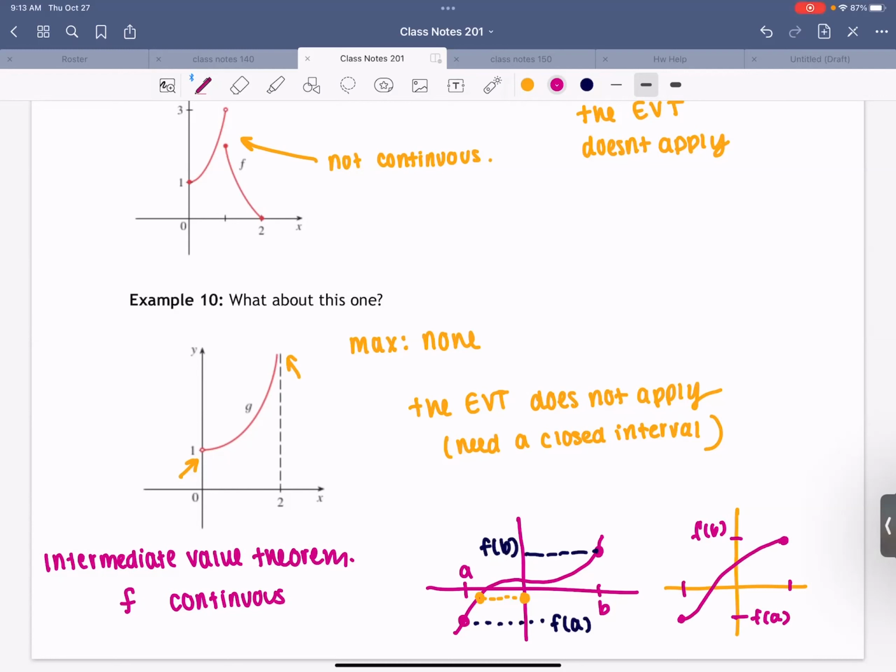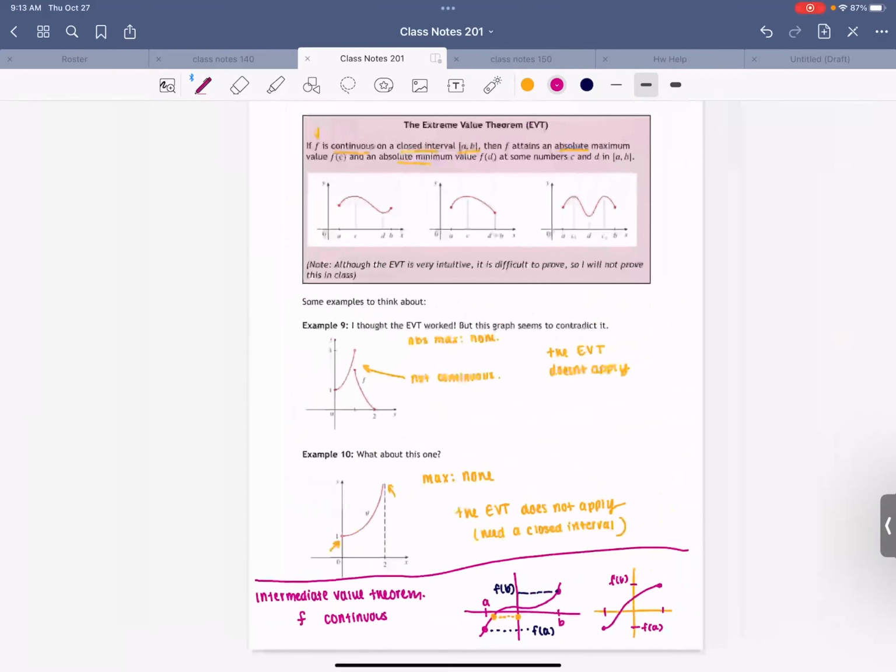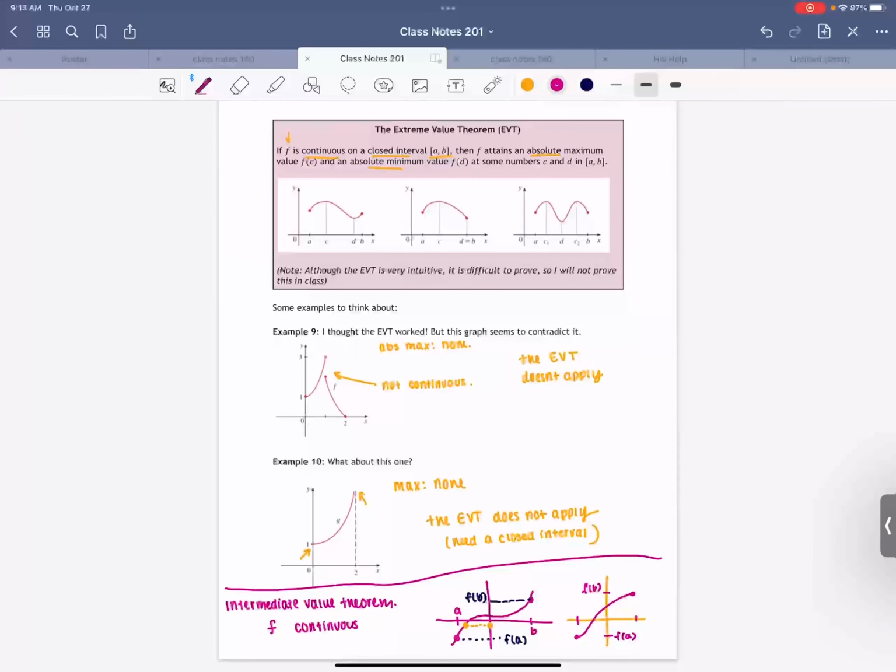Yeah, that's a really good question. There's a lot of theorems going on here, so don't confuse the intermediate value theorem with the extreme value theorem. They're a little bit different. Any other questions? All right.